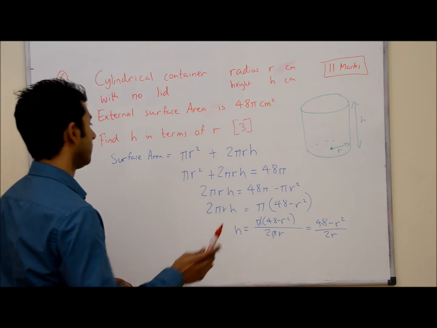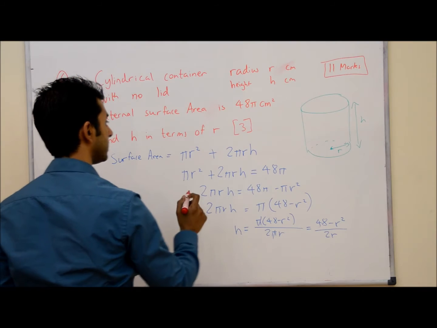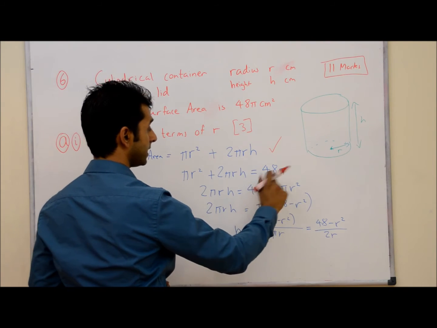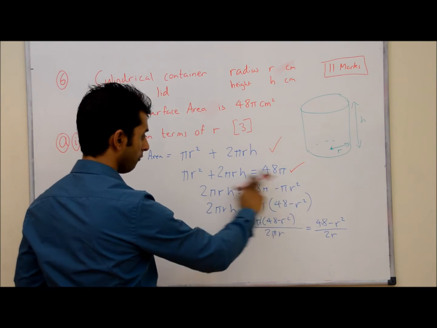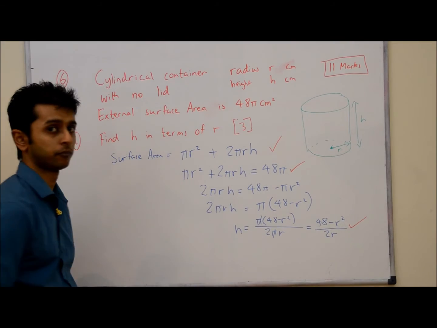So the mark allocation for this, first of all, you needed to realise that you had to work out the surface area of this cylinder without a lid. So 1 mark there. You get your second mark for making this equal to 48 pi. And finally, rearranging to make h the subject gets you your third mark.